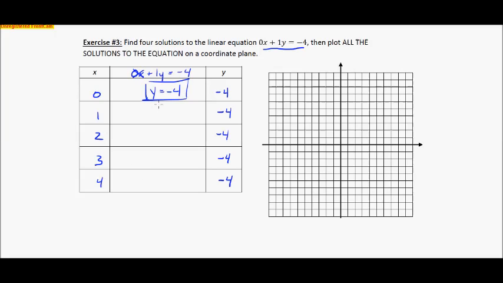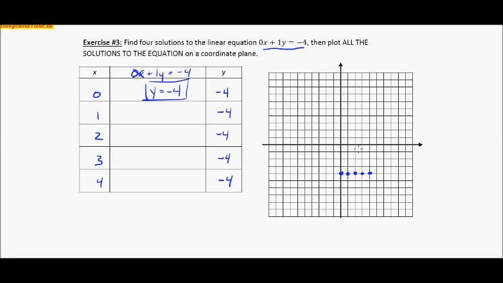Alright, so I'm going to go ahead and graph those points. 0, -4 would be down 4. I go to the right or left of 0, and I just go down 4. Alright, so that's 0, -4. 1, -4, it means I go over to 1 and down to the -4. 2, -4 would be right here. 3, -4, and 4, -4.